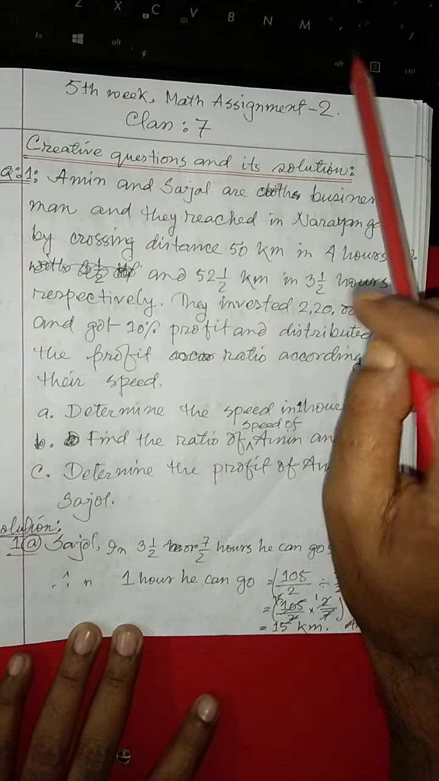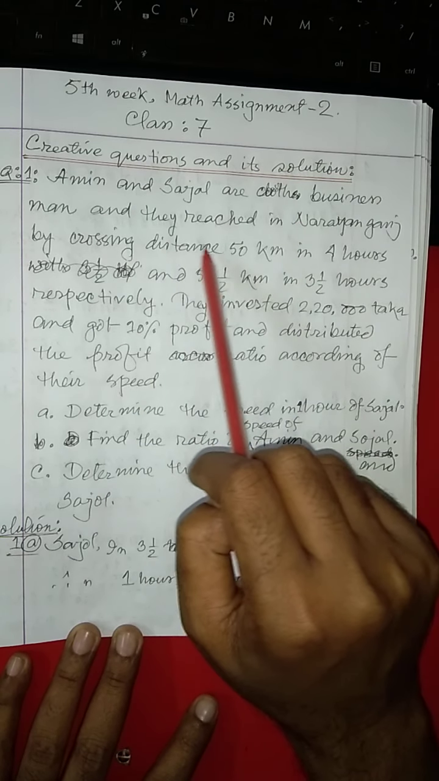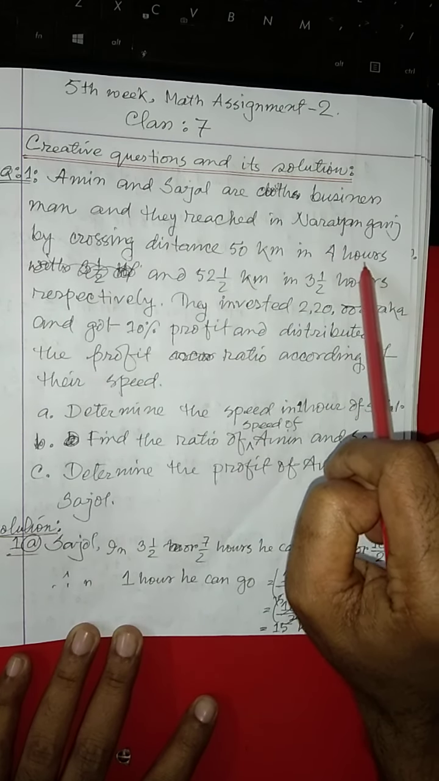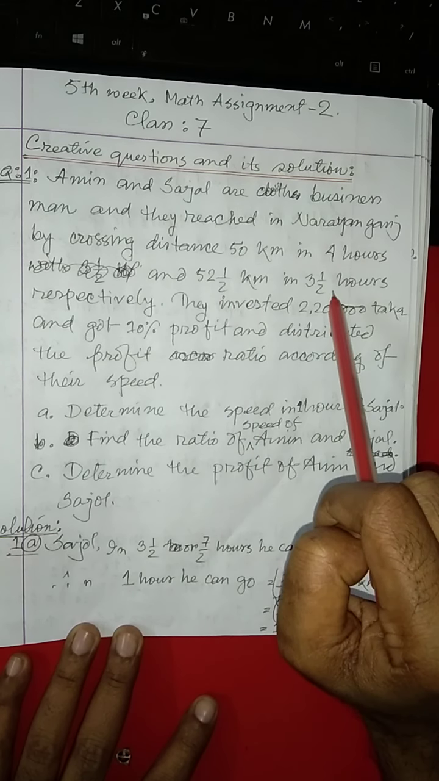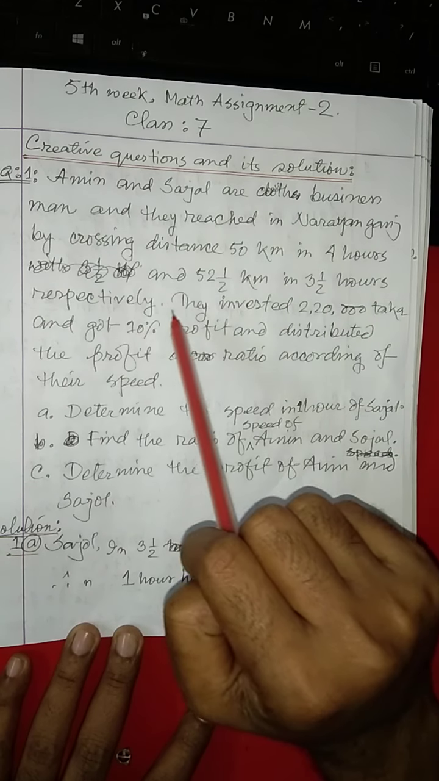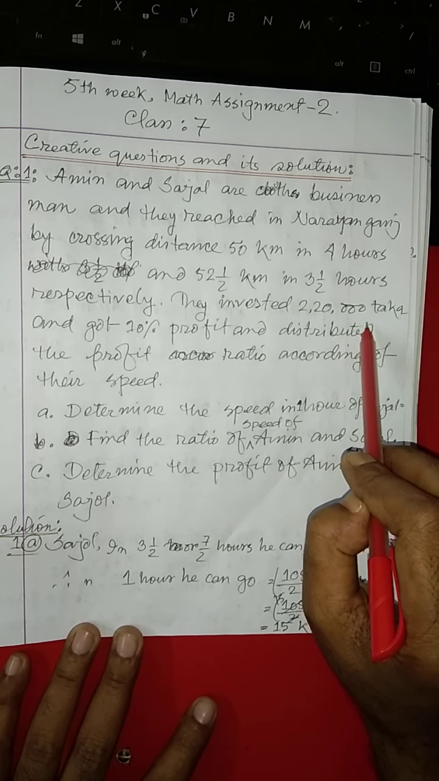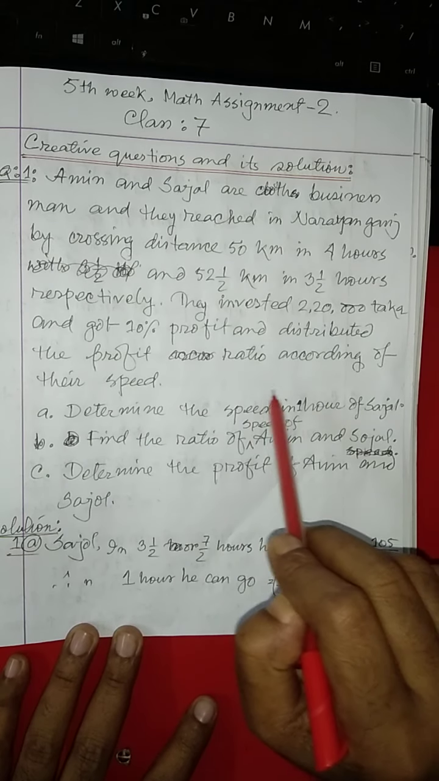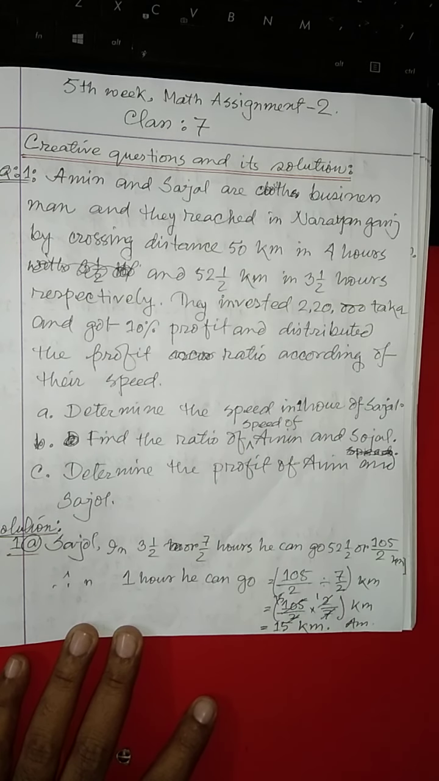The first creative question is: Amin and Shazul are cloth businessmen and they reached Narayanganj by crossing a distance of 50 km in 4 hours and 52 whole 1/2 km in 3 whole 1/2 hours respectively, and they invested 2,20,000 taka and got 10% profit and distributed their profit according to the ratio of their speed.